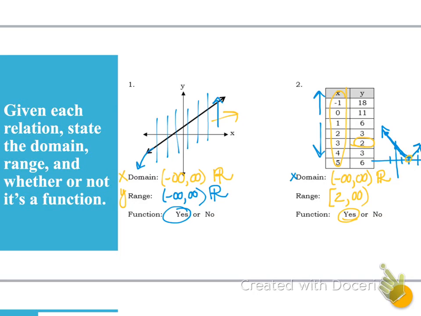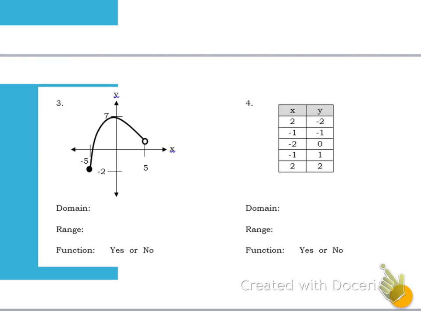Okay, here's my next set. My domain is the furthest left that it goes, so it goes to -5, and it is a closed dot, so I'm going to do a bracket. The furthest right that it goes is +5, and it's an open dot, so we're going to do a parenthesis.